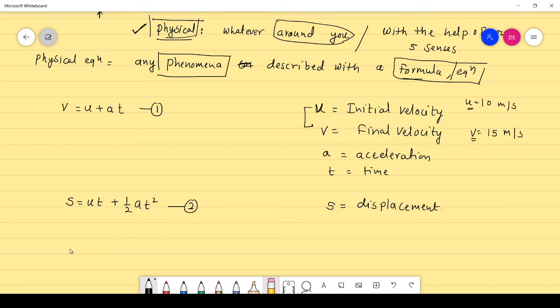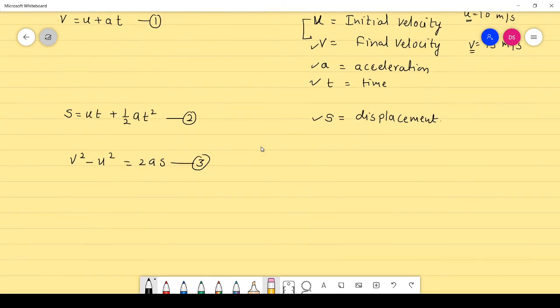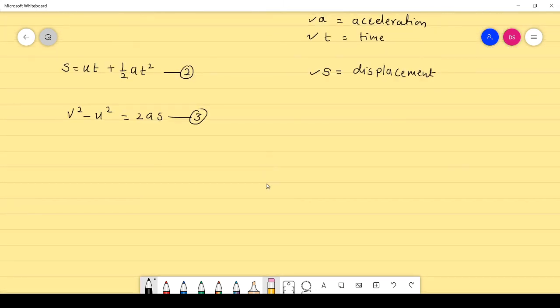Now the third kinematic equation that I told you is v square minus u square equals to 2 into a into s. This is the third kinematic equation. V is the final velocity. U is the initial velocity. 2 is the constant. A is acceleration. And s is displacement. So all these physical quantities I explained to you. Now we are quite aware of the dimensions of these particular quantities. Now how to use dimensional analysis to find out whether that particular equation is right or wrong.